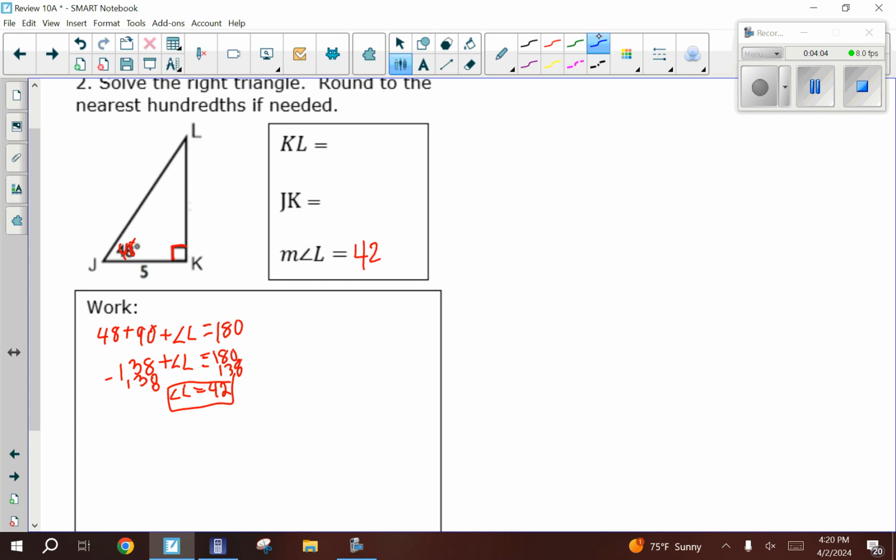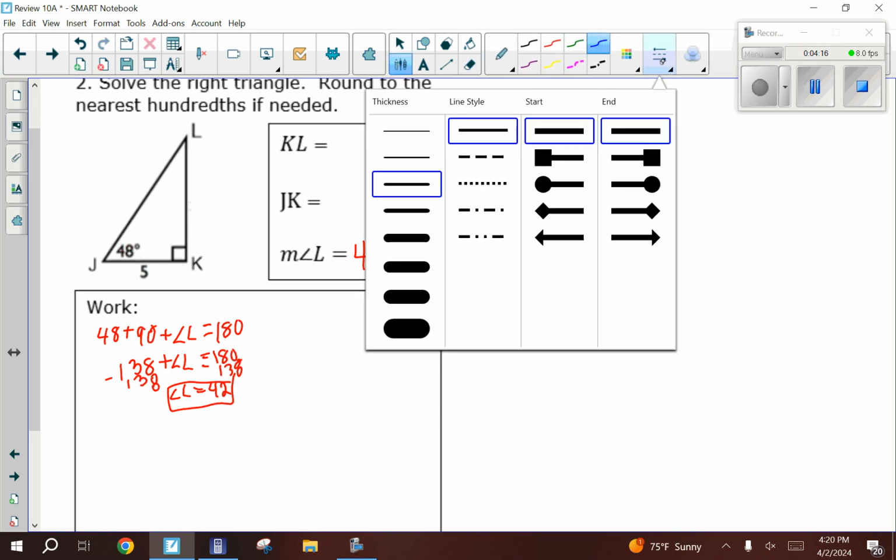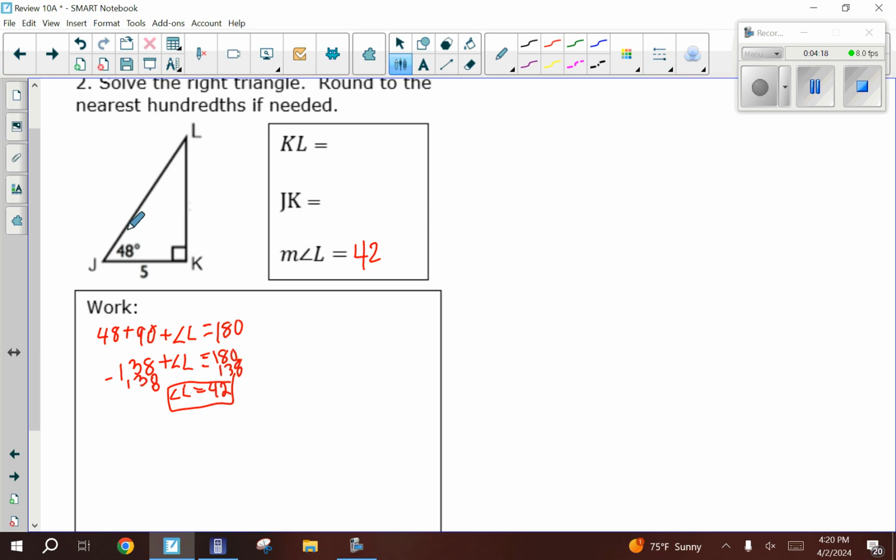Okay, now the measurements of KL and JK. So when we do this problem, we have to use our SOHCAHTOA stuff again. The angle that we care about is 48 degrees. And I already know that this is the hypotenuse, and this one right here is going to be the adjacent. So if I want to solve for that hypotenuse, all I would have to do is figure out which trig ratio I have to use.